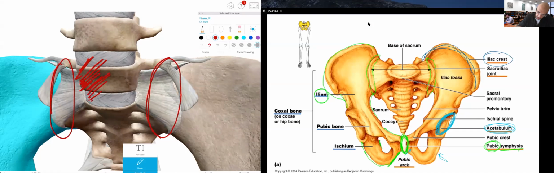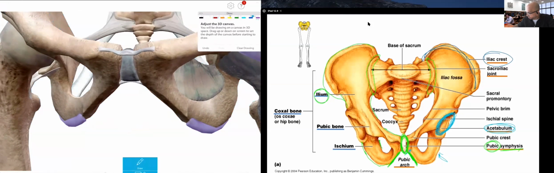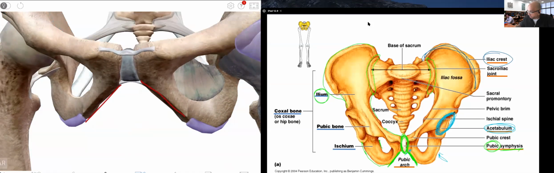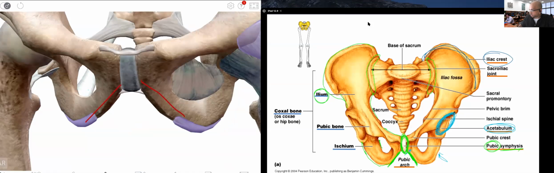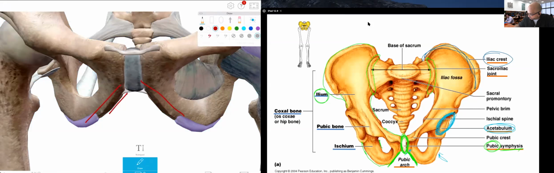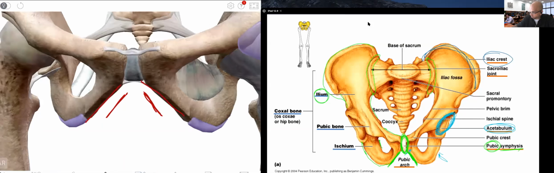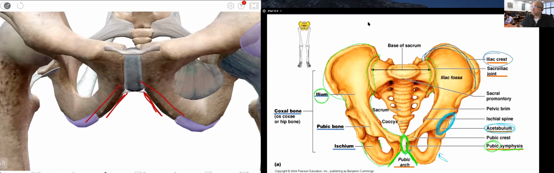Again, a major difference between the male pelvis and the female pelvis is going to be how wide is the pubic arch. If I'm looking here, this is a female pelvis. So I have a wide pubic arch. It has an obtuse angle. If I'm looking here at the male pelvis, you see it's much narrower than the female pelvis. See again here, this is female, this is a male. Female has a wide pubic arch, male has a narrow pubic arch.